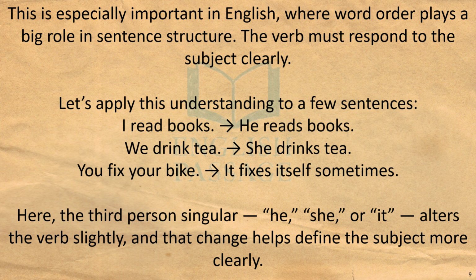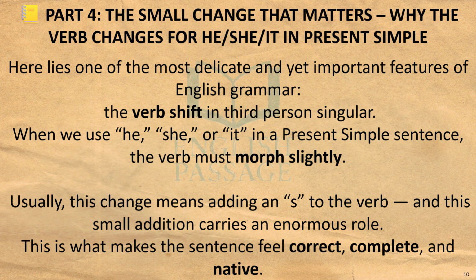It fixes itself sometimes. Here, the third person singular, he, she, or it, alters the verb slightly, and that change helps define the subject more clearly. Part 4. The small change that matters. Why the verb changes for he, she, it in present simple.